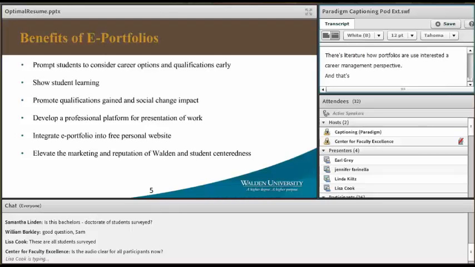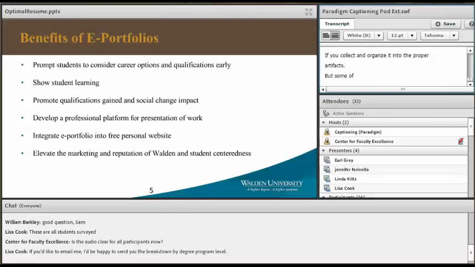However, they can also be effective tools for doing program level assessments if you collect and organize them into the proper artifacts. But one of the benefits is that a portfolio is a collection of digital resources or evidence of a student's progress in either a specific course or throughout your program. And usually those elements highlight the achievements that the student has made, both informally and formally, in the learning process.